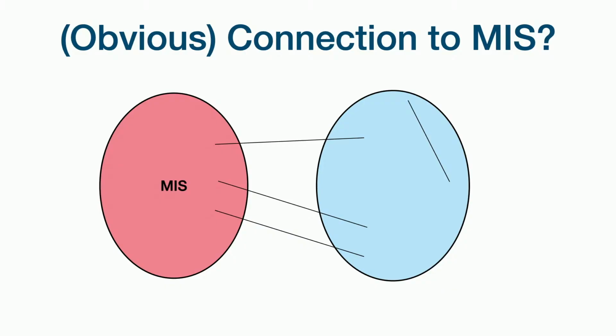So if you take a maximal independent set, the complement set of the vertices will always be a vertex cover, right? Why? Because there's no edge between the MIS vertices because of the independence property. So all the edges either go from the MIS to its complement or between the vertices in the complement. So they will all be covered by this set. Okay? So this is an immediate connection.